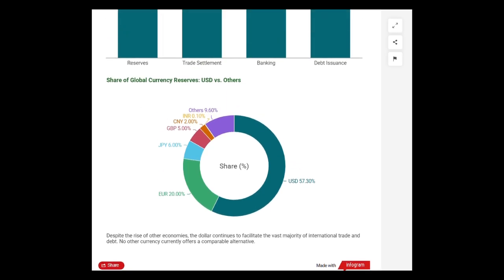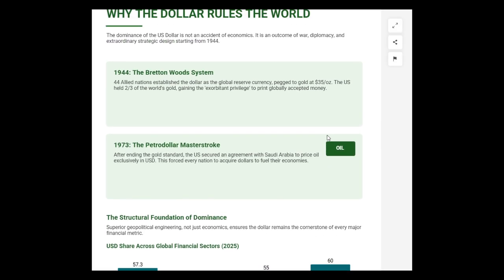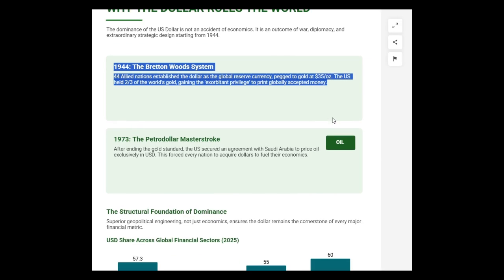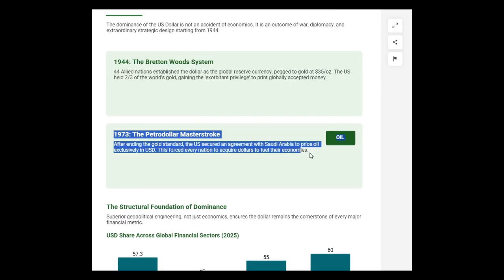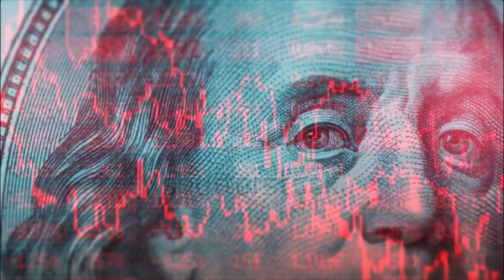It begins in July 1944 in Bretton Woods, New Hampshire, where 44 allied nations gathered to design the post-war global economy. The United States, emerging from the war as the world's largest economy and the holder of two-thirds of the world's gold, negotiated the creation of the dollar as the global reserve currency. Every other currency would be pegged to the dollar. The dollar would be pegged to gold at $35 per ounce.